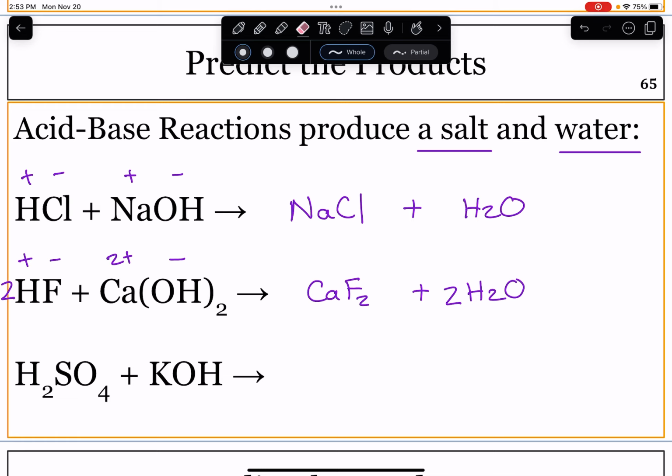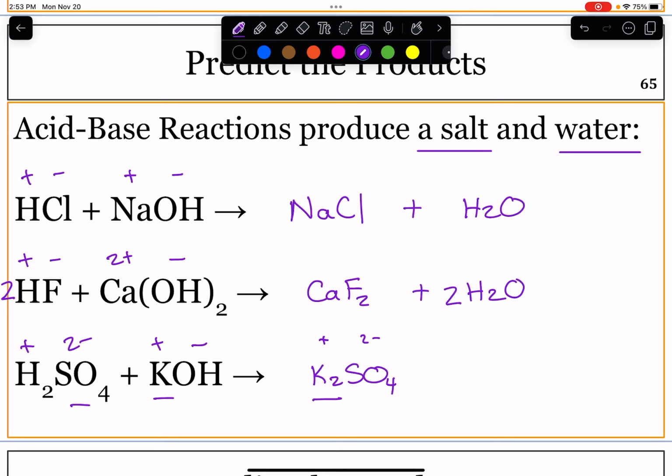We have positive hydrogen. Sulfate is a 2-, potassium is a +1, and hydroxide is -1. The potassium and the sulfate create the salt. We needed 2 potassiums because potassium is a +1 charge, sulfate is a -2 charge. So we need 2 potassiums to make a neutral compound between potassium and sulfate.